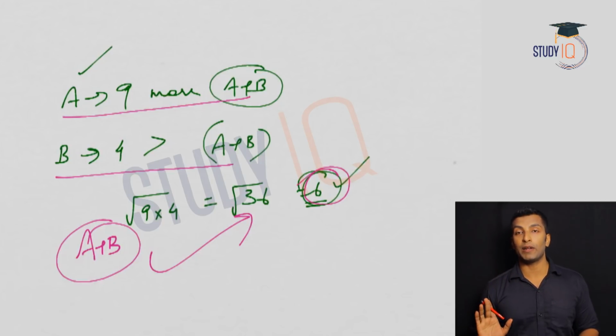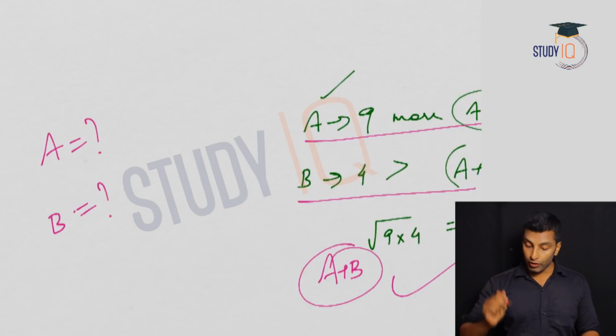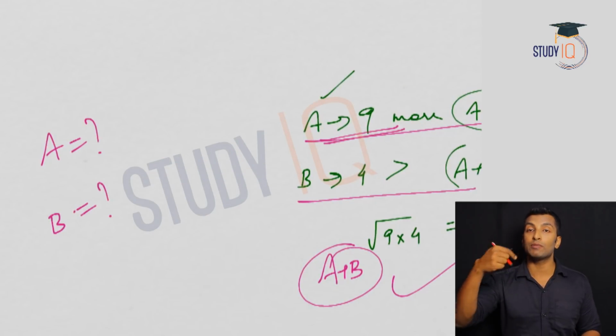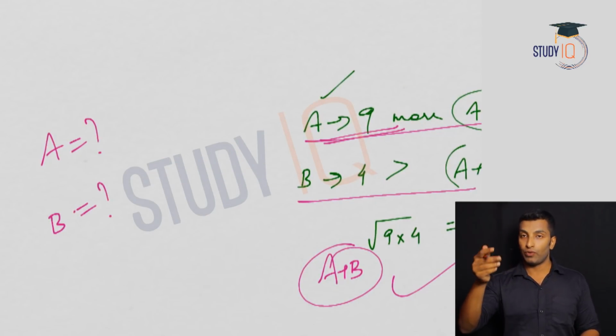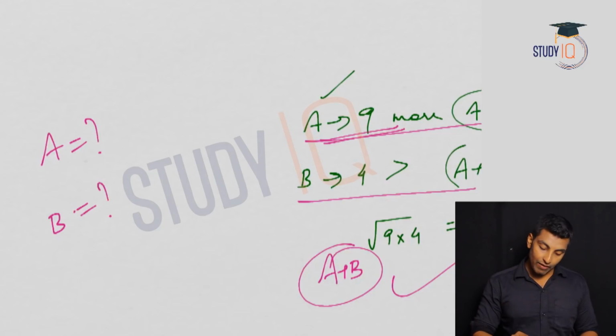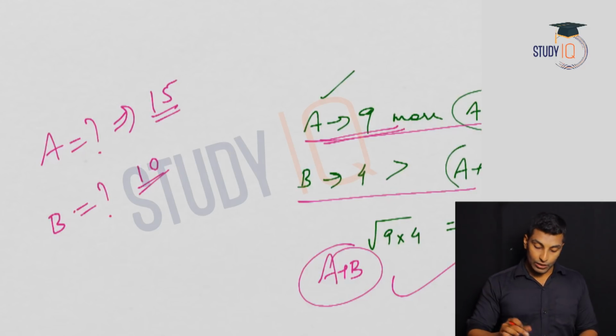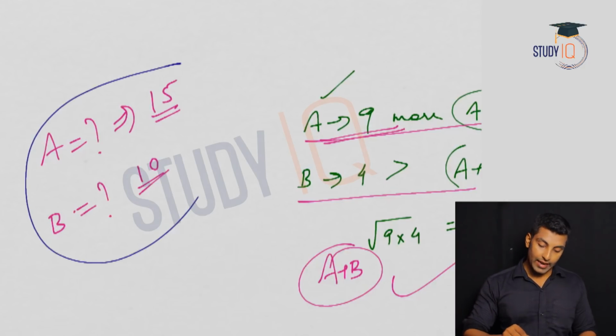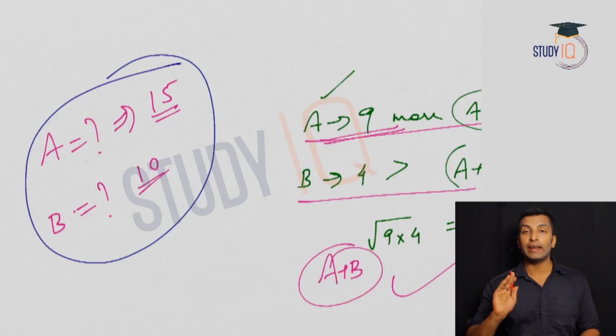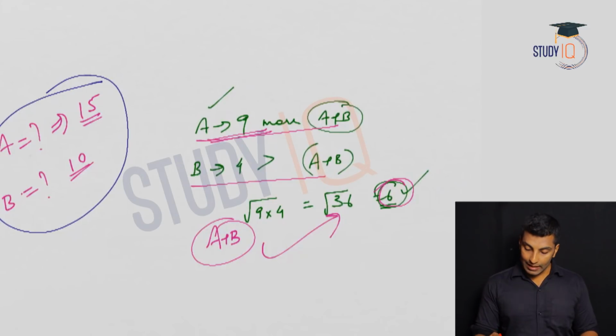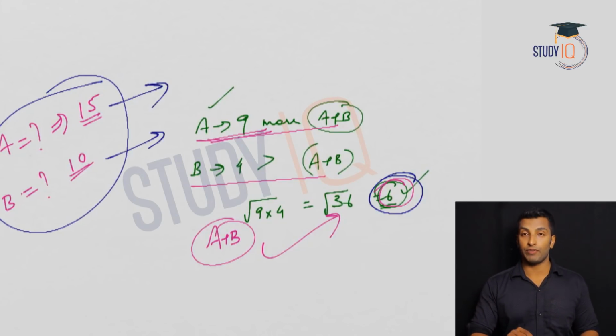In 6 days they complete the work. So what we know is A takes 9 days more than A plus B. So we know A plus B takes 6 days. So A will take 9 days more, means A will complete the work in 15 days. B takes 4 days more, means B will complete in 10 days. Okay, so this is what you can understand. A takes 15 days to complete the work, B takes 10 days to complete the work, and together they take 6 days to complete the work. You can understand from here also.